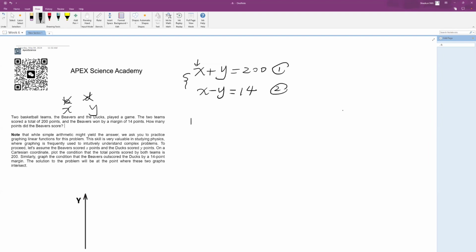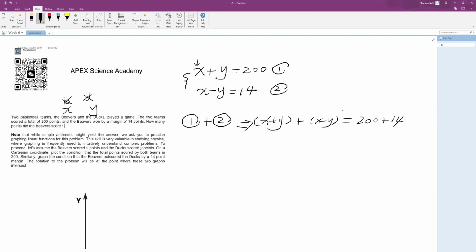So what we do here is use equation 1 plus equation 2. X plus Y, this is my first equation, plus X minus Y, this is my second equation, should be equal to 200 plus 14. So this is my first step.